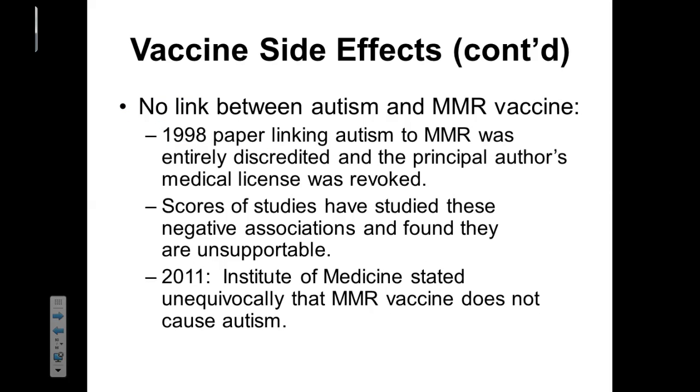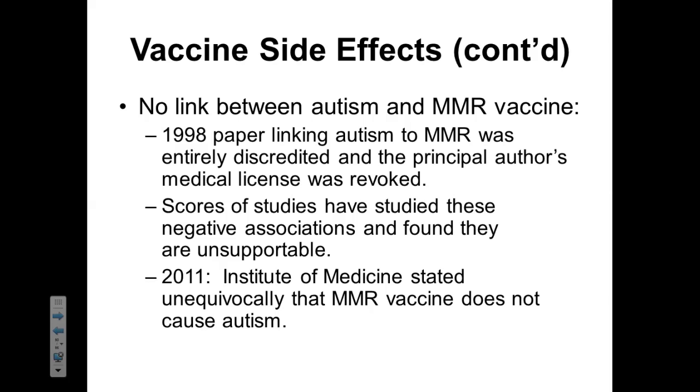It's worth mentioning that there's no established link between autism and the mumps, measles, and rubella, the MMR vaccine. Initially, in 1998, there was a paper published linking autism to mumps, measles, and rubella. It didn't say that it caused it, it just said that there was a correlation, not causation, between this vaccine and autism. However, everyone involved with the study eventually disavowed it.